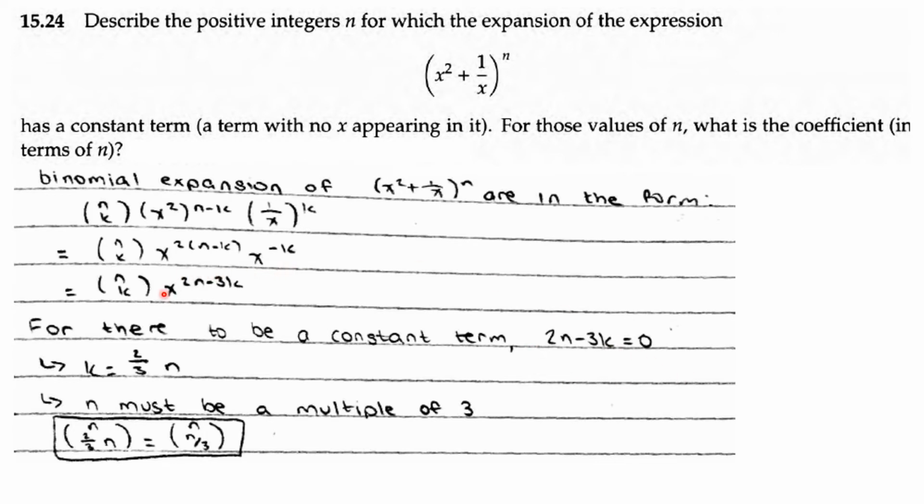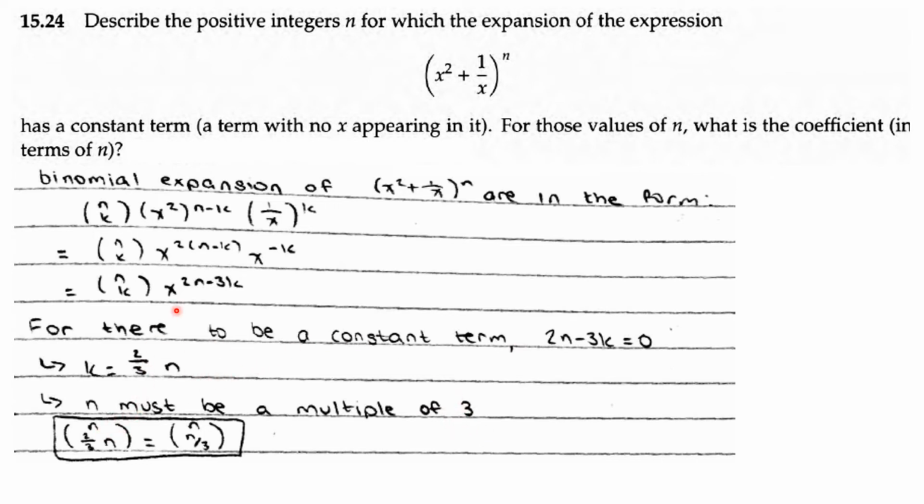So over here we have x to the power of 2n minus 3k, and if 2n minus 3k is equal to 0, then this term will be 1, so there will be a constant term and there will be no x. So that means k is equal to 2 over 3 times n, so that means n must be a multiple of 3. And as long as n is a multiple of 3, then it will work.